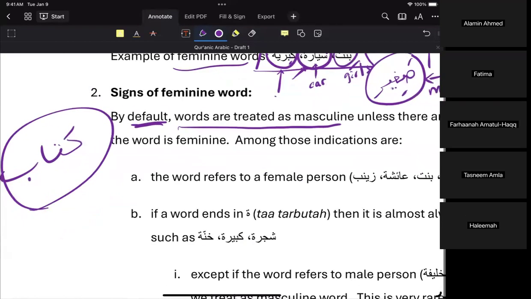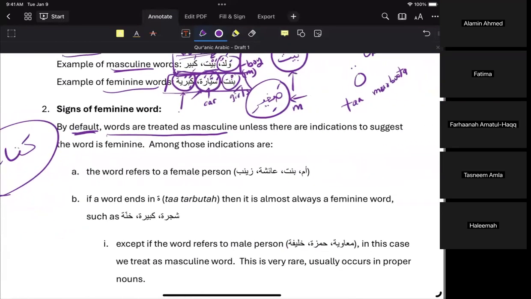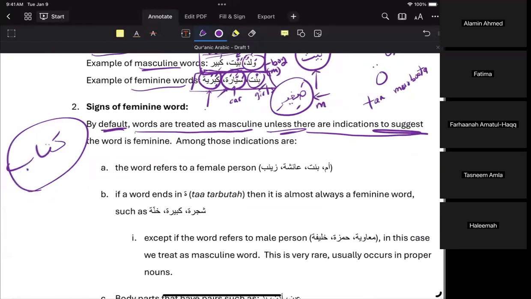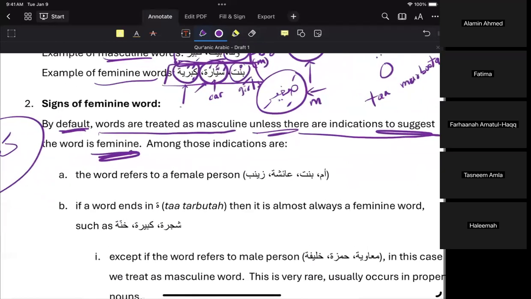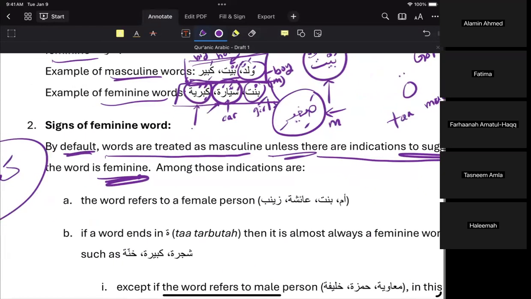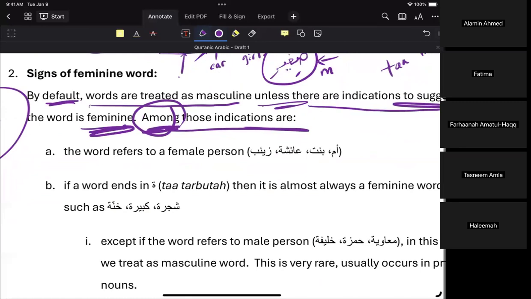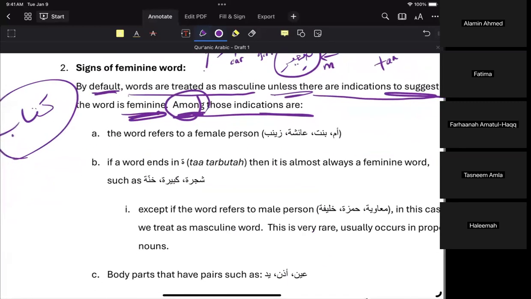Now the question is, how do we know something is feminine? Unless there are indications to suggest the word is feminine. In order for a word to be feminine, we need some indications. Among these indications, I'm using the word among to tell you that these are not an exhaustive list. There are other ways we can recognize if the word is feminine or not. But these for now would be more than enough for you, inshallah. These will pretty much cover probably 90% of the case scenarios.